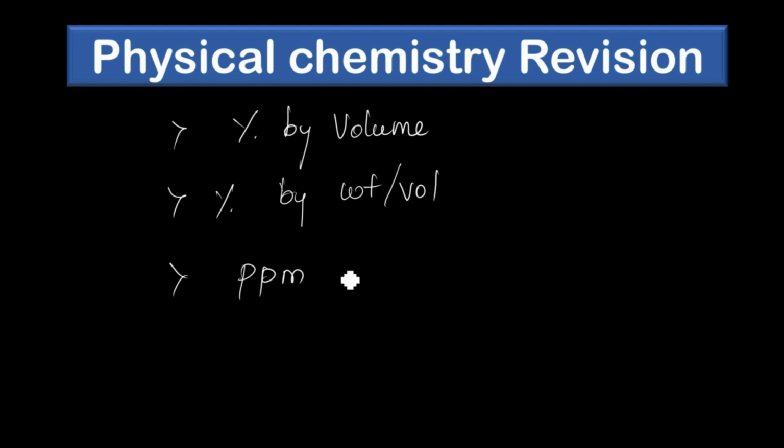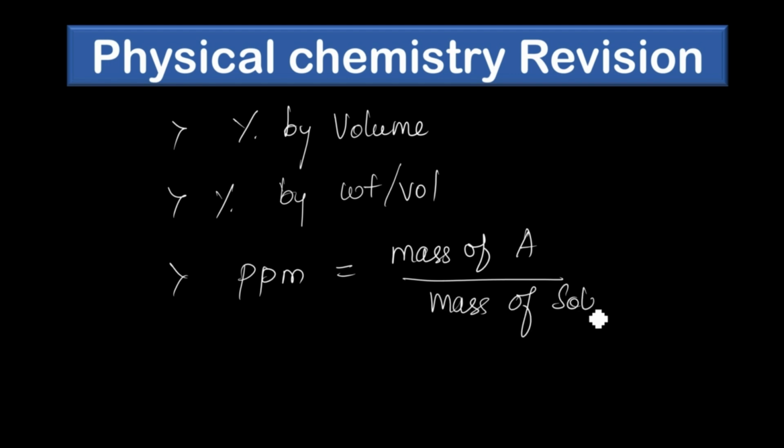Then ppm. ppm is parts per million, isn't it? So how will you find out? That is mass of given solution or given substance divided by total mass of the solution into 10 to the power 6. That will give you the ppm.